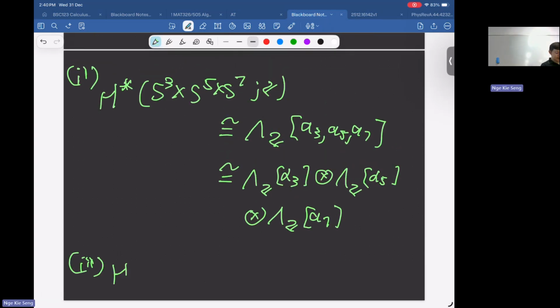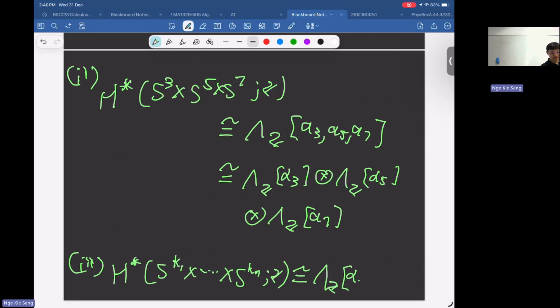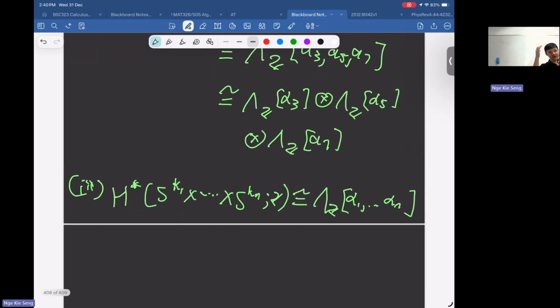So in general, if your spheres are odd degree, this is isomorphic to the exterior algebra on alpha 1 up to alpha n, where alpha 1 up to alpha n are the degree ki generators, and these degrees ki are odd. Or maybe I just say this is 2n plus 1, where n may depend on i.